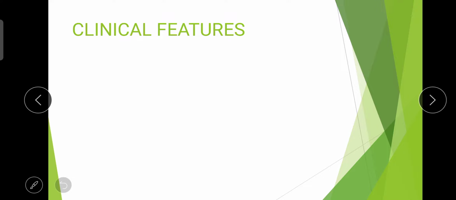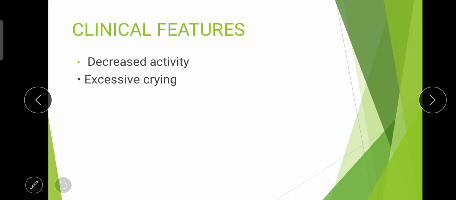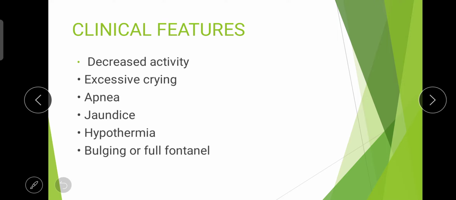Next one is clinical features, that is, signs and symptoms of neonatal sepsis. The first one is decreased activity, which means the activity level of the newborn will decrease. Excessive crying, the baby will cry excessively. Apnea, jaundice, hypothermia, bulging or full fontanelle.